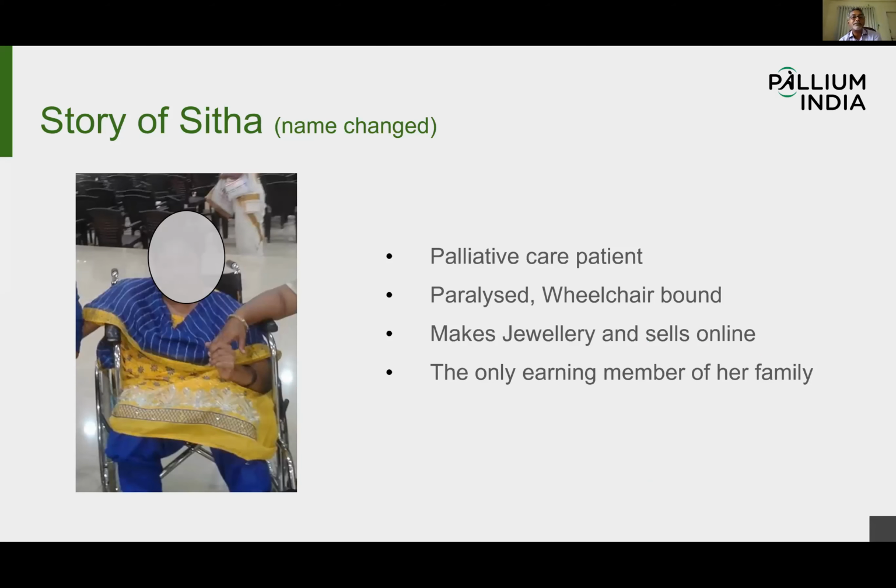A palliative care patient, now she's the only earning member of the family, and she has her parents to take care of. I think one of them passed away recently. Now the story is that she had a surgery after which she was paralyzed, waist down, and she ended up in a wheelchair. Initially there were all these interventions which are required, and of course physiotherapy and all those things which we could take care of. Pallium India provided those kinds of support, and then came the big question: what next?